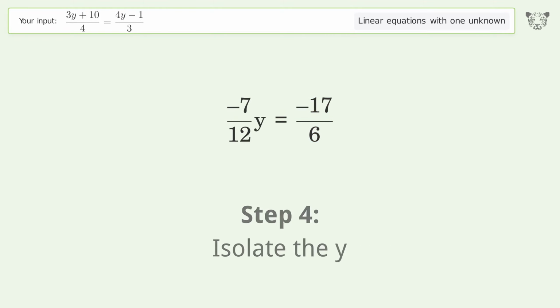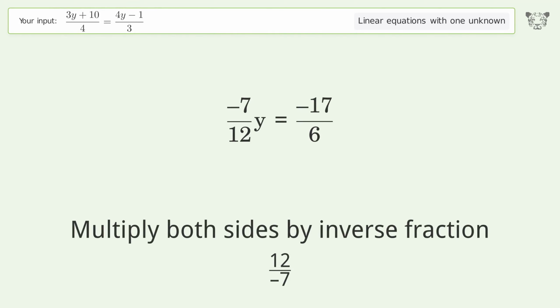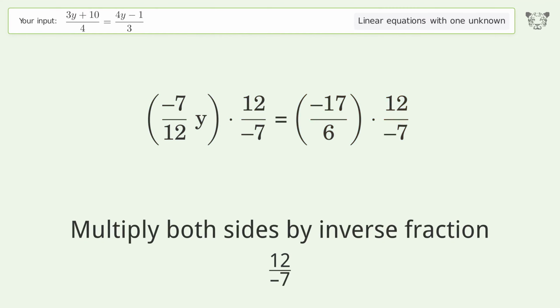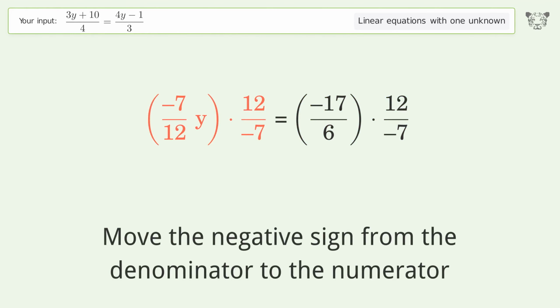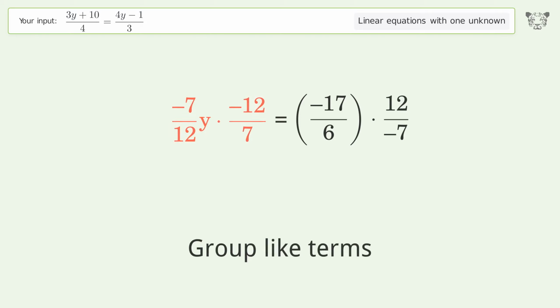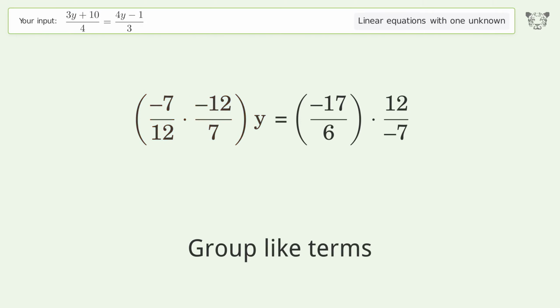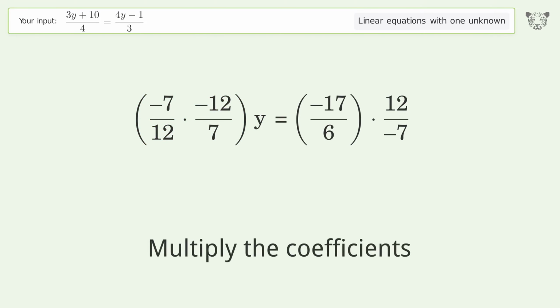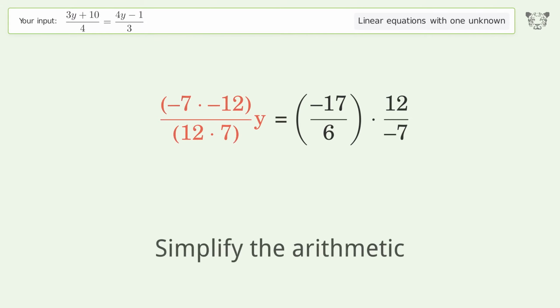Isolate the y. Multiply both sides by inverse fraction 12/7. Move the negative sign from the denominator to the numerator. Group like terms. Multiply the coefficients. Simplify the arithmetic.